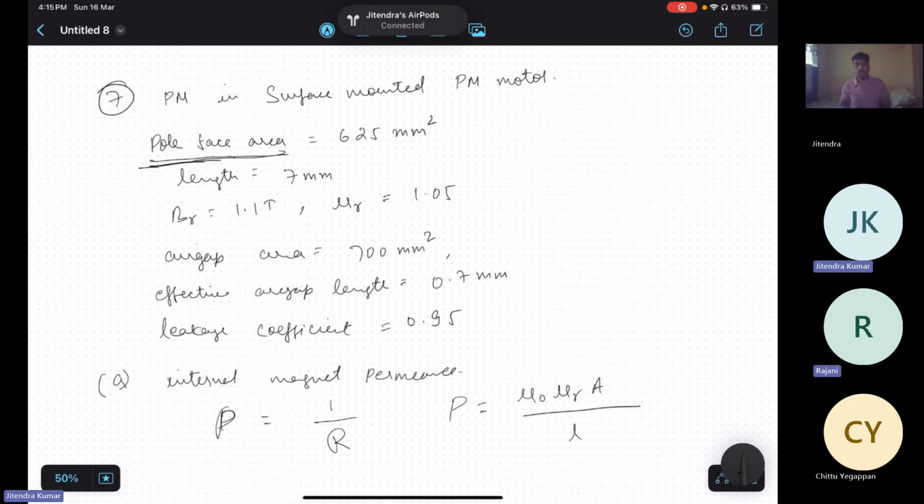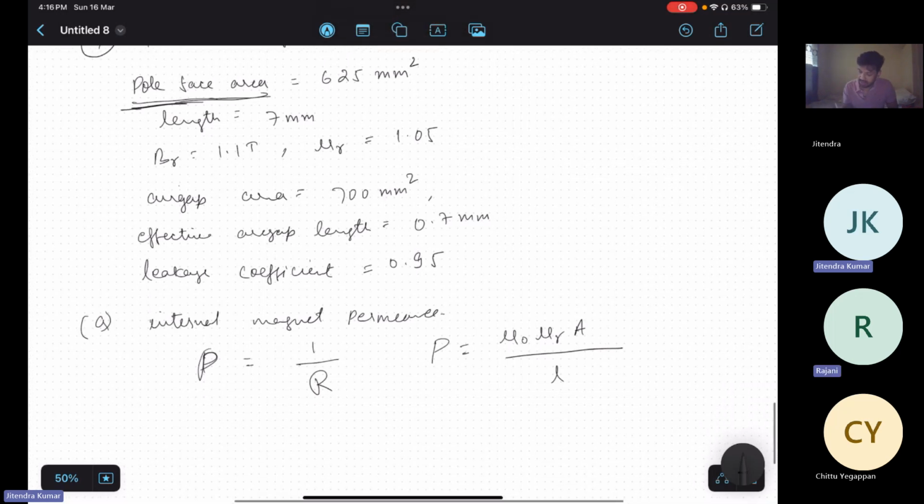Yeah, so I hope you have calculated the value of permeance. Yes, sir. 1.17 into 10 power minus 7 Weber per ampere. So it is the correct value. If you plug in all those values, you will get the value. Chittu, are you getting the same value?